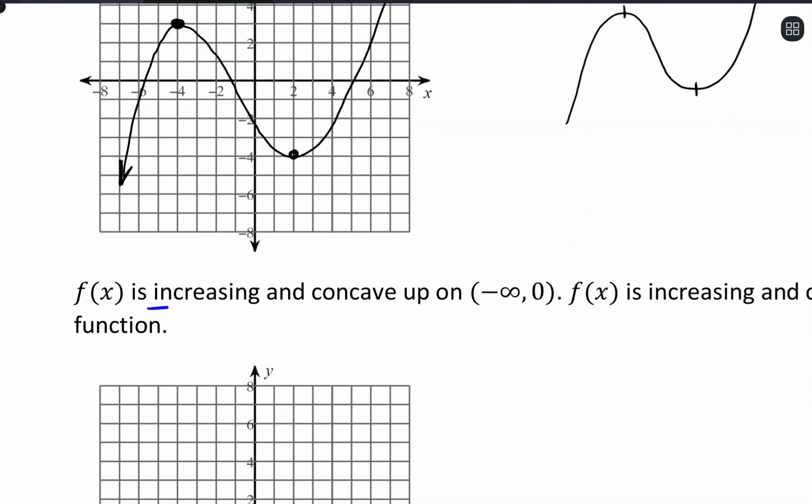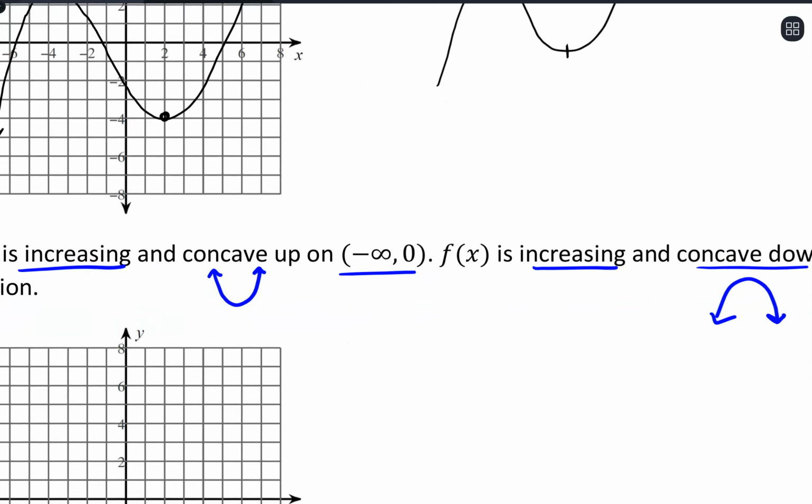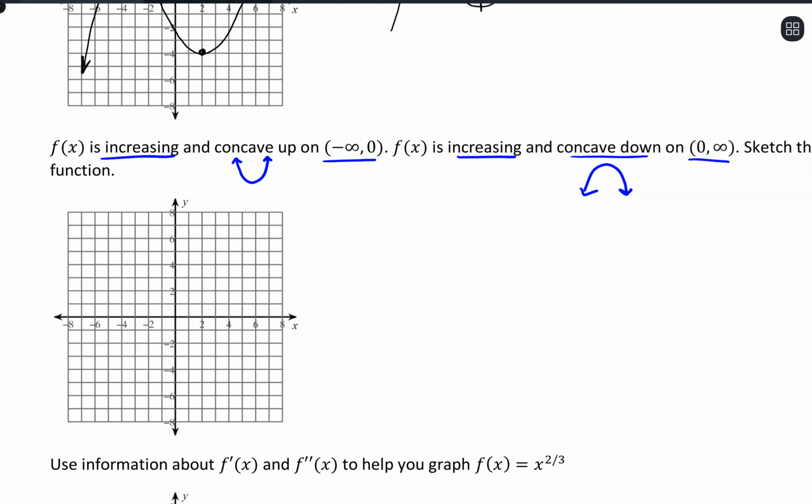f of x is increasing and concave up. So concave up looks like that on negative infinity to 0. Then f of x is increasing and concave down, which looks like that, on 0 to infinity. Sorry, my brain stopped for a second there. Okay, sketch the graph. All right, so our dividing value here is going to be at x equals 0.